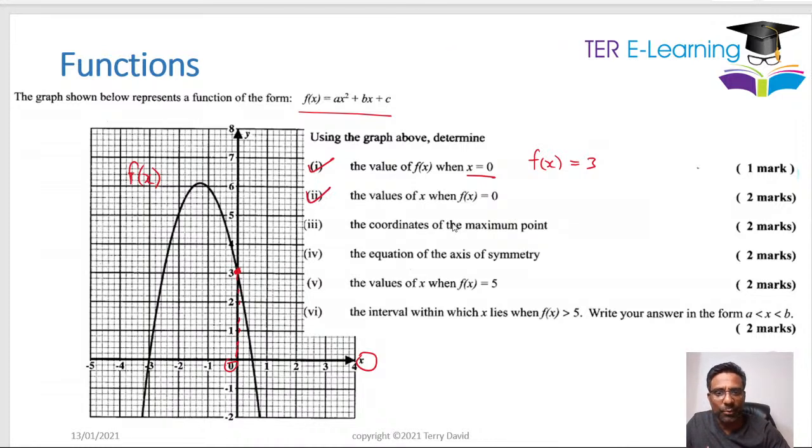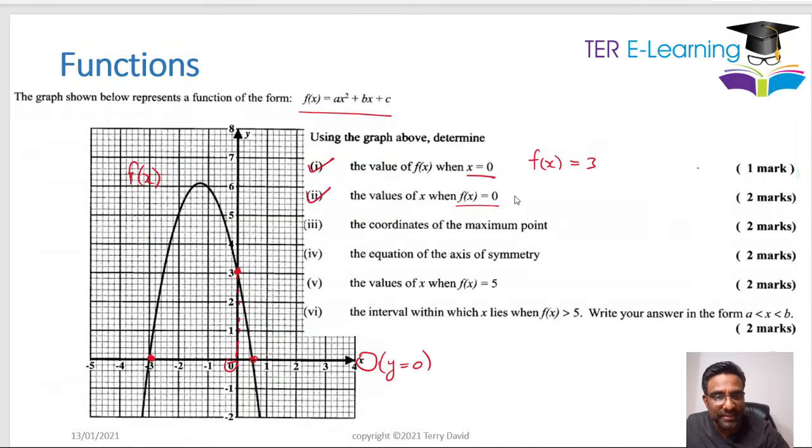For part 2 now, they want to know the values of x when f of x is equal to 0. Now, the x-axis is also called my line y is equal to 0. That's the equation of my x-axis. Always remember that. How I used to remember it in school is that the x-axis is the opposite, so the equation is y equal to 0. When they tell you f of x equal to 0, what they're asking is, where does my graph cut my x-axis? That's all it's doing. My graph cuts my x-axis at this point here and at this point here.